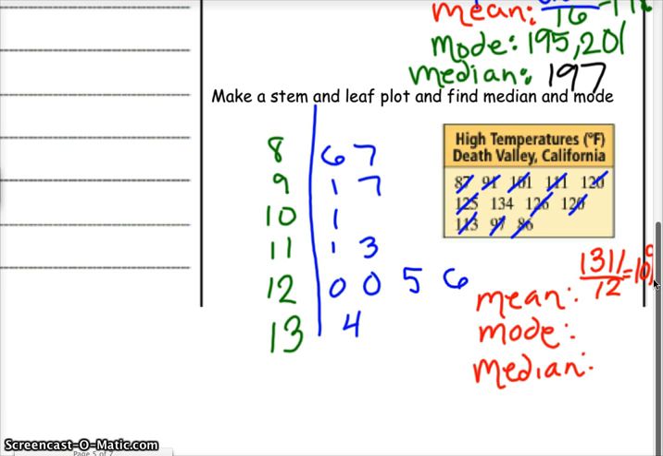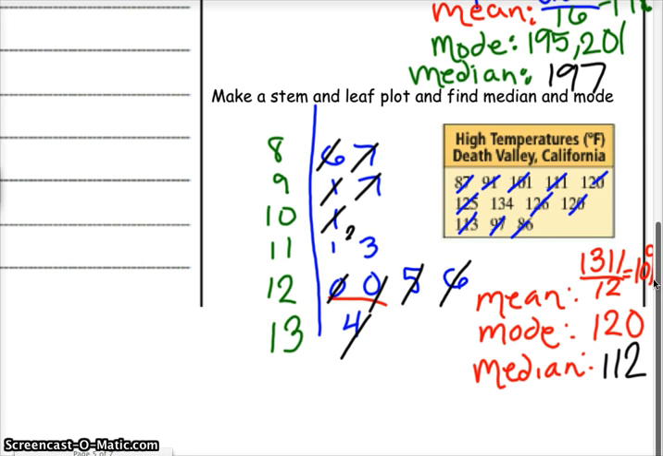The mode. What occurs the most? 120. Yeah, the mode would be 120. And the median I start crossing out. Smallest, biggest. Smallest, next biggest, right? Smallest, biggest, smallest, biggest, smallest, biggest. I'm stuck in the middle again. So what's between 1 and 3? 2. So my median would be 112.